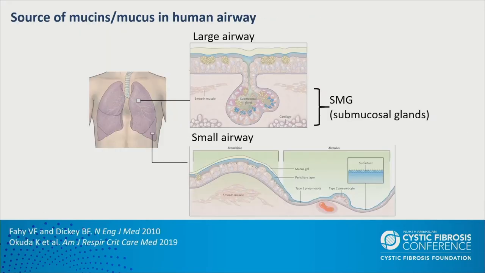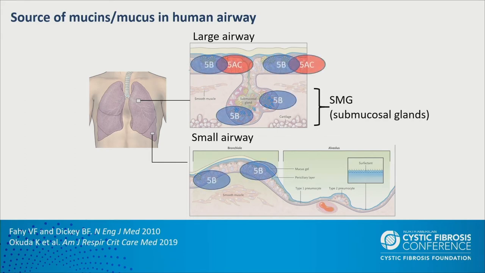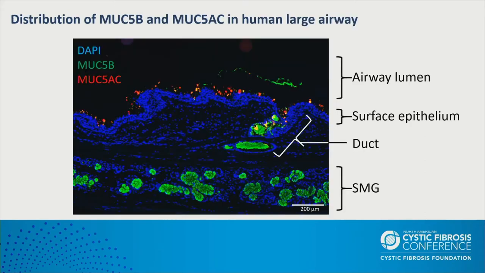Next I'll explain the expression pattern of MUC5B and MUC5AC in human airways. In the large airway, submucosal glands secrete exclusively MUC5B, and surface epithelium secretes both MUC5B and 5AC. In contrast, the small airway lacks glands, and they secrete only MUC5B. And in the very distal part, such as the terminal bronchial or alveolar region, neither of the mucins is secreted.